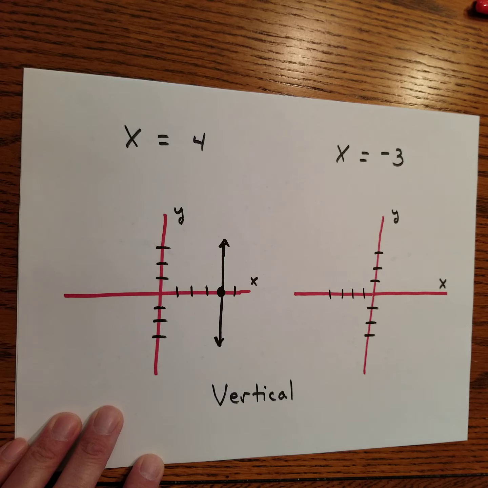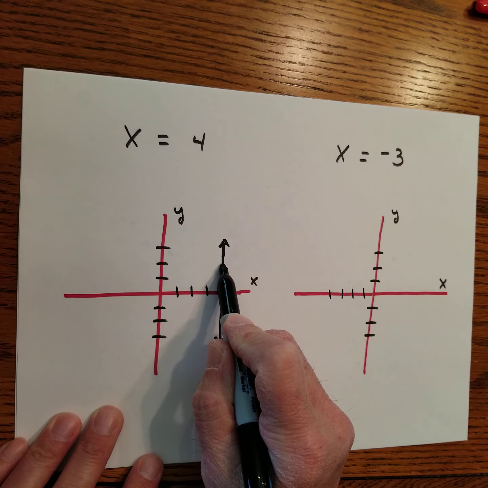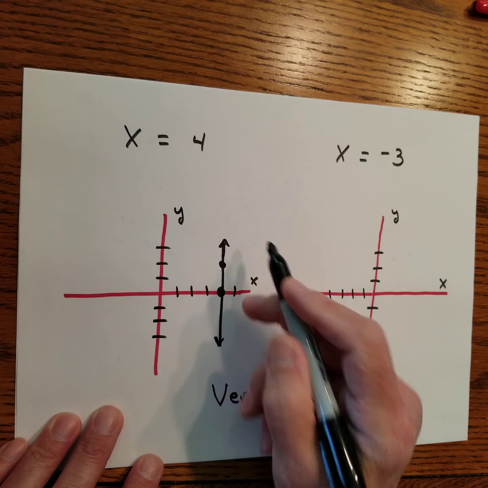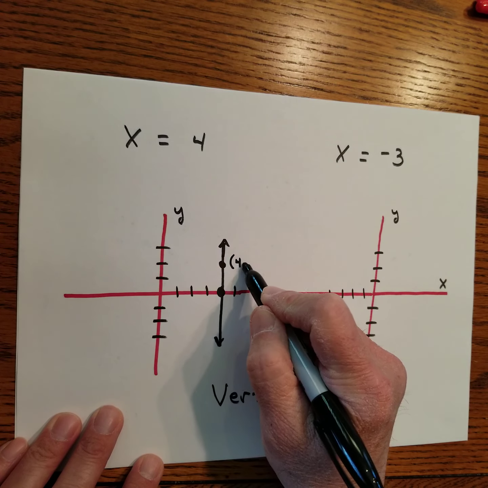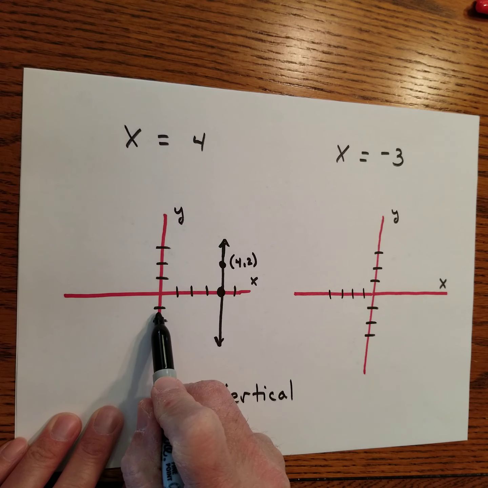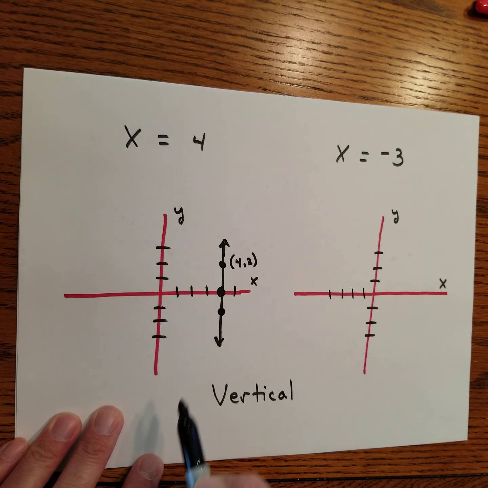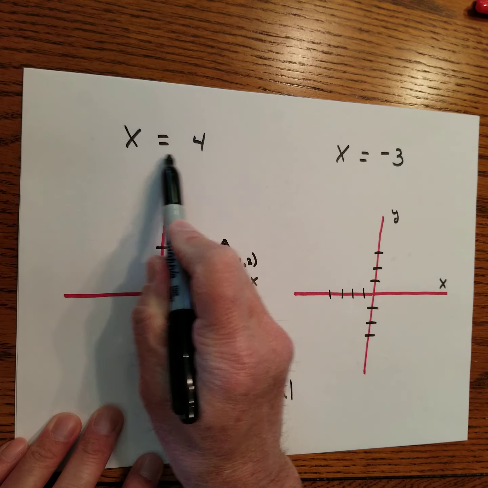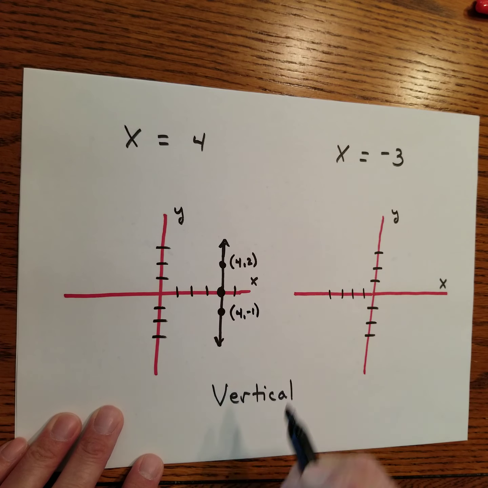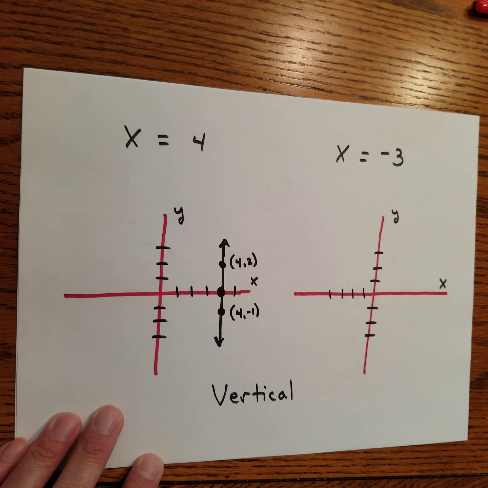If I want to label more points, well, perhaps I let y be 2. Doesn't matter what y is, x will always be 4. X will be 4 when y is 2. Or I could let y be -1. When y is -1, doesn't matter. X will always be 4. No matter what my y values are, my x values are always 4.